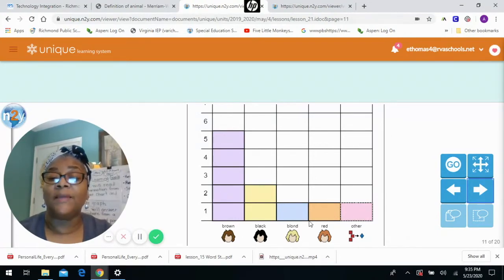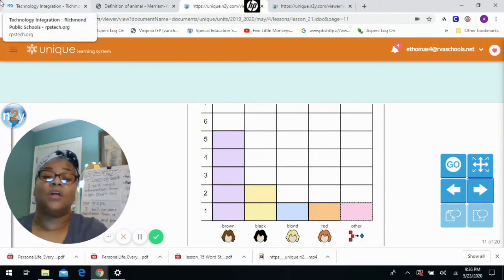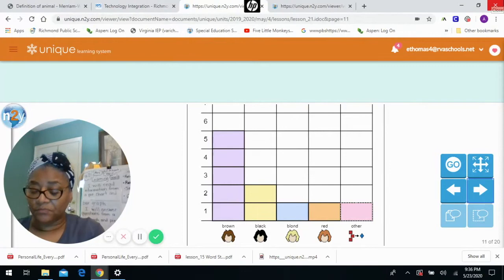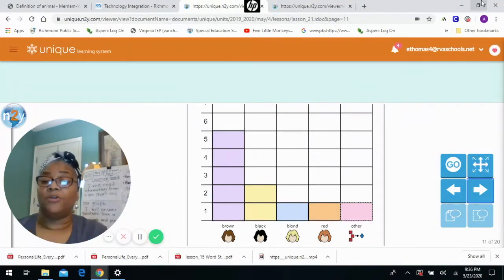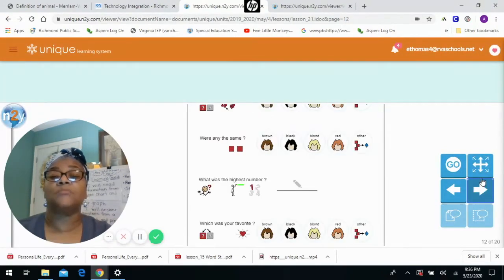We label our columns, and then we put the number on the rows that tells how many people have that color hair for that column. All righty, so let's continue. Good job. You all are doing an awesome job.